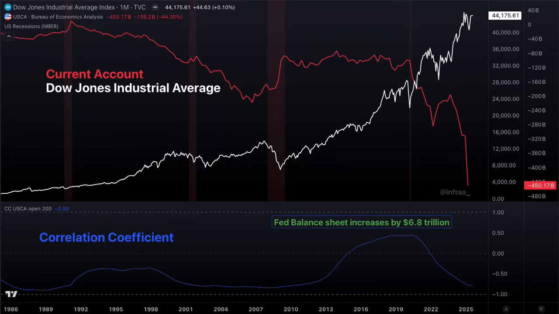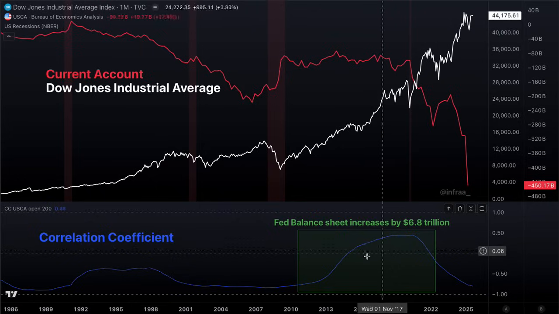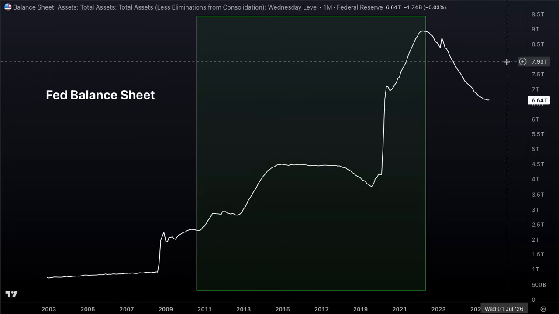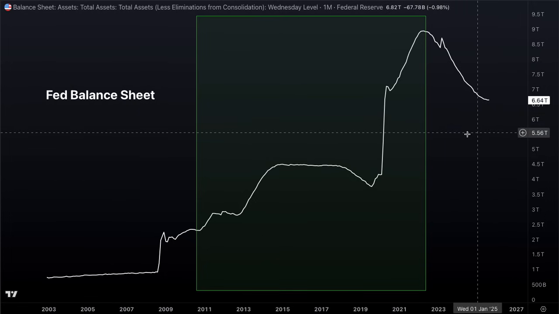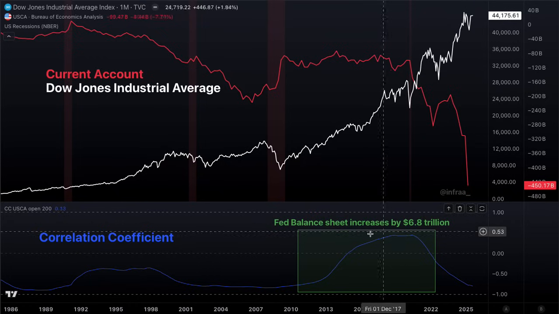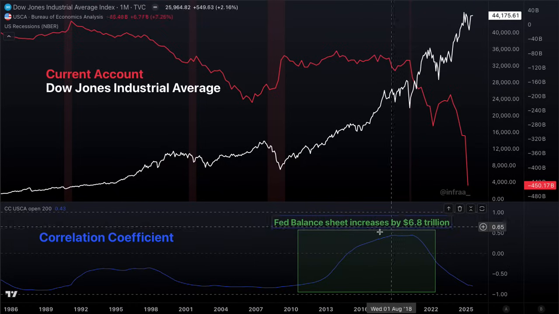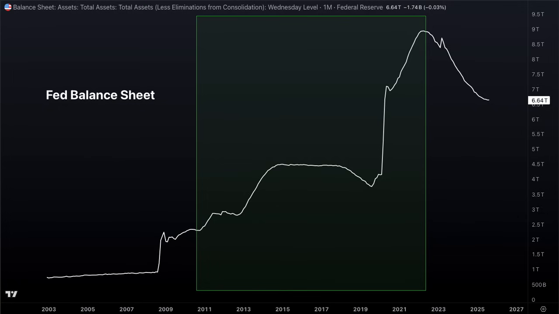Again, you might be looking at this period of time where the correlation was starting to break down. Well, of course, this was when the Fed was printing $6.8 trillion to expand its balance sheet. Again, I've synced up the green boxes so that you can see that really the only period of time where the correlation broke down since the 1980s was during this period when the Fed printed $6.8 trillion to buy financial assets.